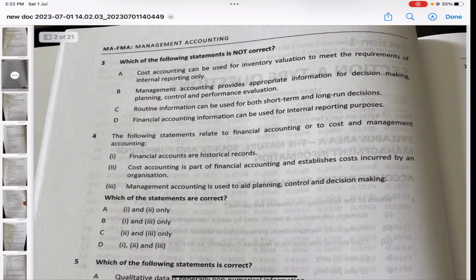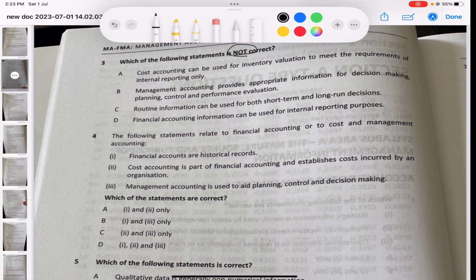Which of the following statements is not correct? Cost accounting can be used for inventory valuation to meet the requirements of internal reporting. Management accounting provides appropriate information for decision making. Routine information can be used for both short-term and long-run decisions. Financial accounting information can be used for internal reporting purposes. So, what is my incorrect one in the following? So, obviously, my incorrect thing is A.